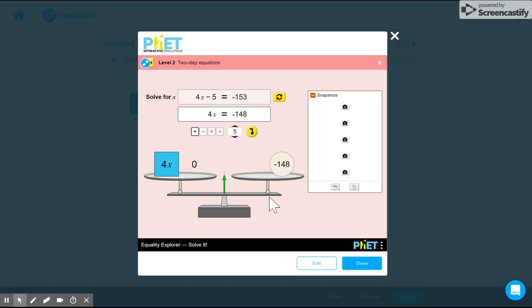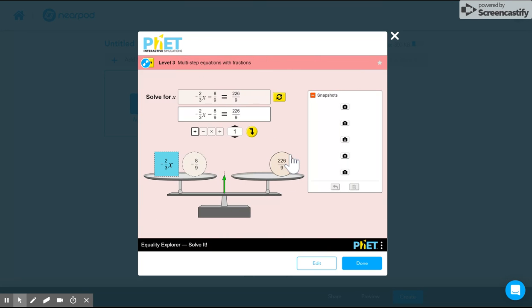When I do that, it drops it down to the scale and I can take a picture of that. I probably should have taken a picture before that, but now I have 4x equals negative 148. I look beside x. X has been multiplied by 4, so this time I'm going to divide by 4 and drop that down on the scale, and that means that x is equal to negative 37. So I could write all of my problem down on my paper. I can also go back.